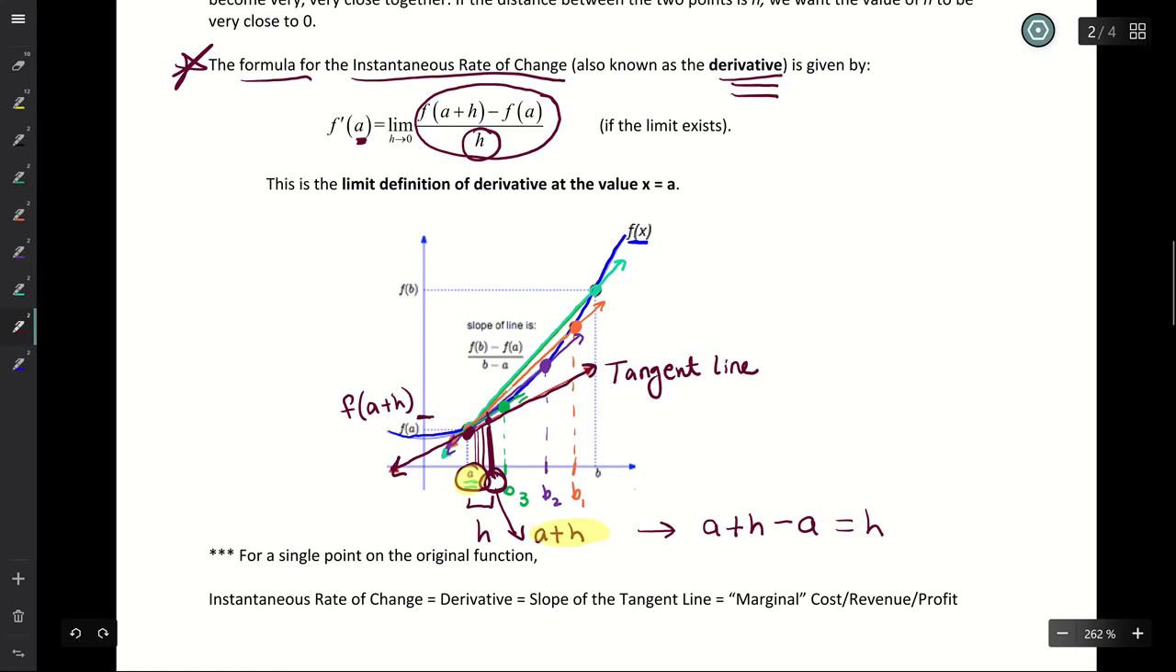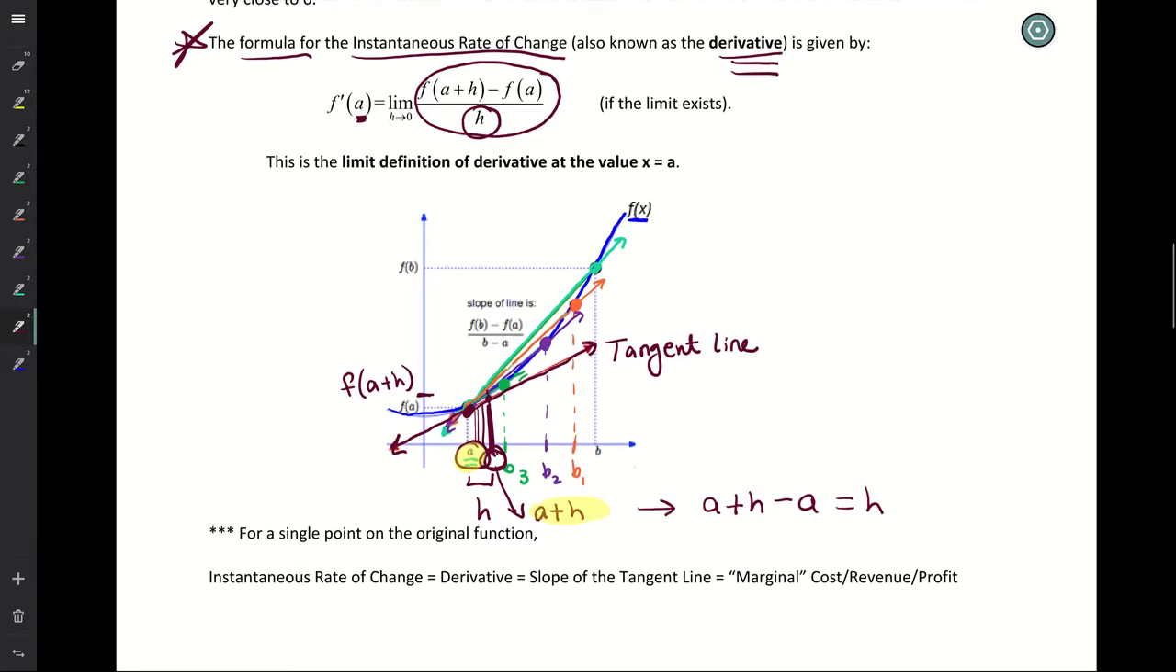Okay, the limit is the thing that's different. You're always going to see a limit when you're talking about an instantaneous rate of change. And what that's doing there is making these points as close together as you possibly can. It's making the distance between the a and the a plus h go to 0, so that we're talking about a tangent line as opposed to a secant line.